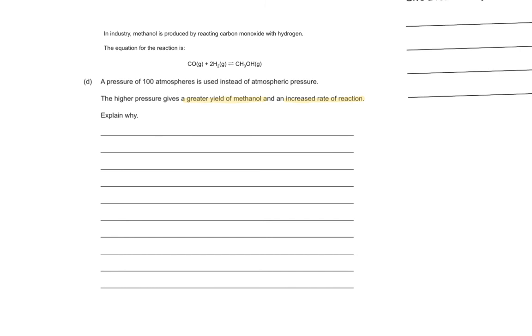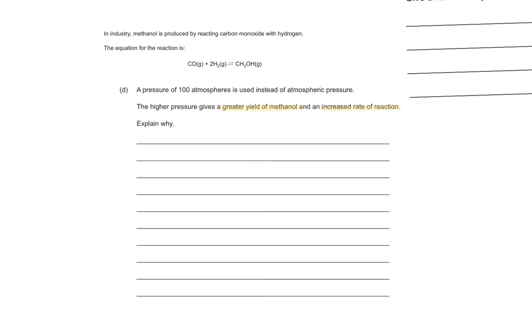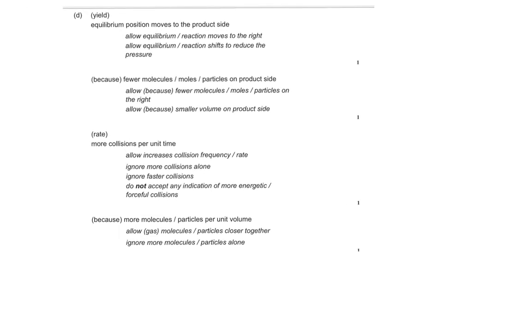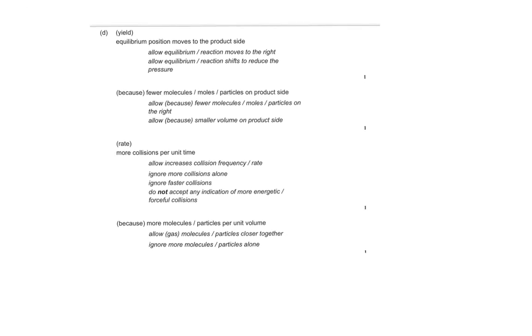Okay, so let's mark this question then. So let's go over to our mark scheme over here. And these are your answers. So first of all, when we're talking about yield, the equilibrium position moves to the product side. Now we can say that it shifts to the right or it shifts to the side where the methanol is. And it does so because there are fewer molecules or moles on that side. We understand that. We know that pressure will always favour the side with the lower number of molecules if you increase it.